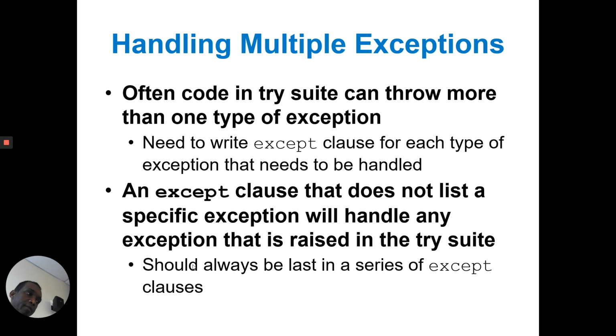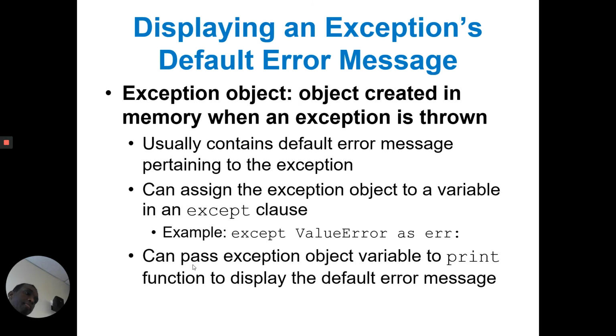Now, handling multiple exceptions. Often the code in the try suite can throw more than one type of exception. You need to write an except clause for each type of exception that needs to be handled. An except clause that does not list a specific exception will handle any exception that's raised in the suite, so it should always be the last in a series of except clauses.